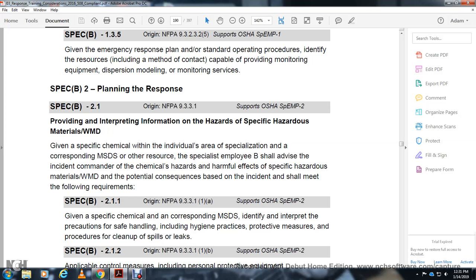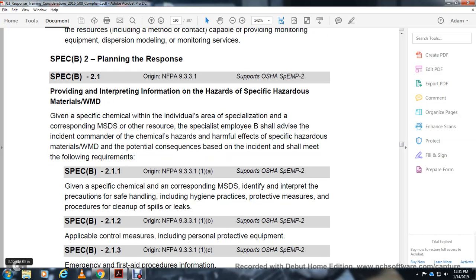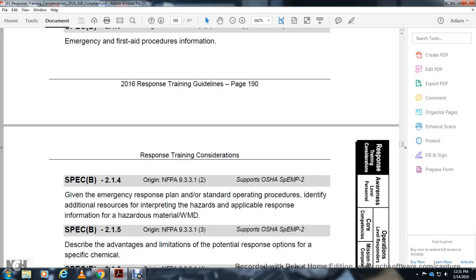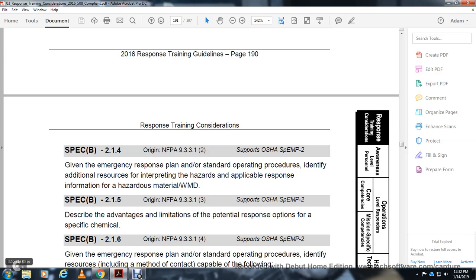With the corresponding material safety data sheets, identify and interpret the precautions for safe handling, including hygiene practices and protective measures, cleaning up spills and leaks, and the available control measures, including personal protective equipment and emergency first aid procedures. Given the emergency response plan and standard operating procedure, identify the additional resources for the interpretation and application of response information. Describe the various limitations of potential response options for the specific chemical.